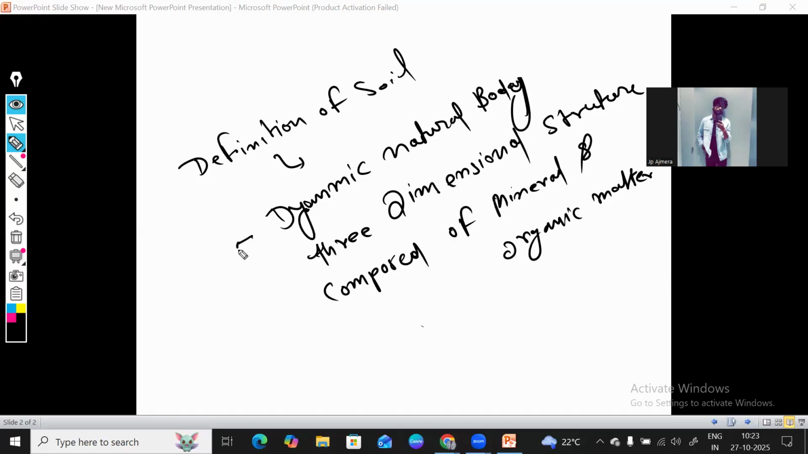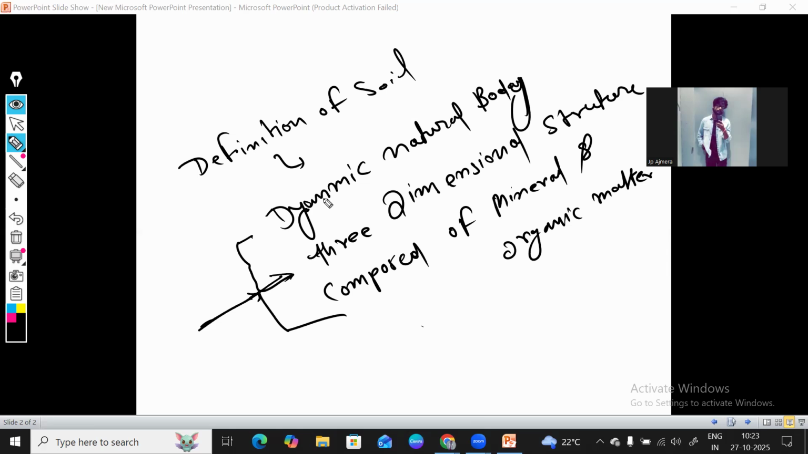Three things are important from this definition. We take the full definition and learn what will come in the examination according to these points. Let me first read the whole definition so you have a scenario of what I'm saying. The soil is a dynamic natural body having three-dimensional structure, which is composed of mineral and organic material as well as living forms in which plants grow.